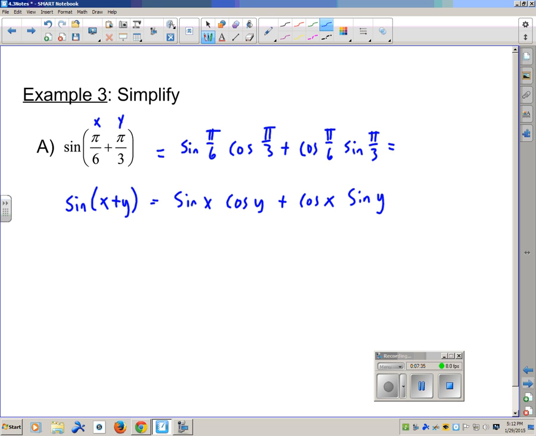Well, we know what those values are. We can just look them up on our unit circle or on our identity sheet. So the sine of pi over 6 there is 1/2. So I'm going to replace that sine of pi over 6 with 1/2. The cosine of pi over 3 there is 1/2. I'm using my identity sheet and I'm looking them up. The cosine of pi over 6 there is the square root of 3 over 2. And the sine of pi over 3 is the square root of 3 over 2.